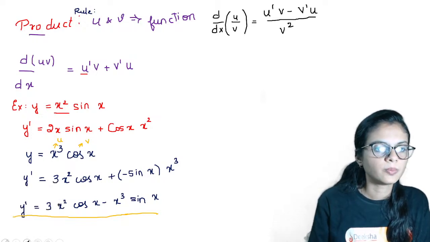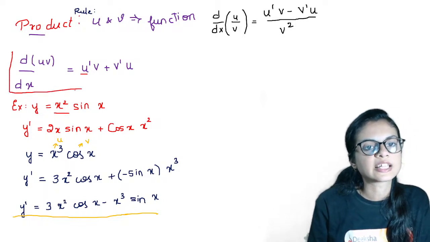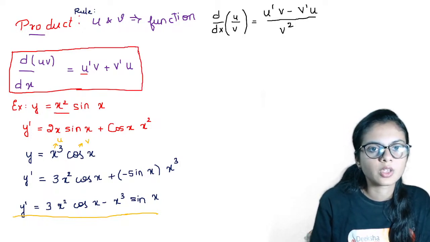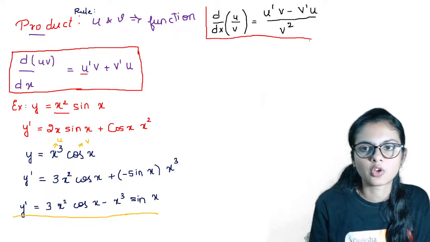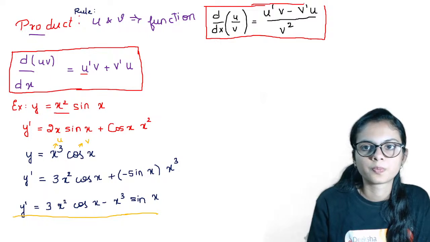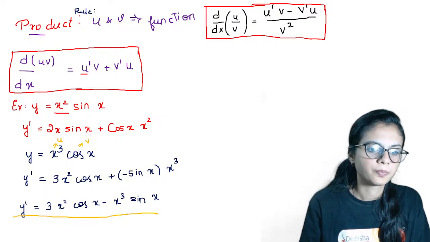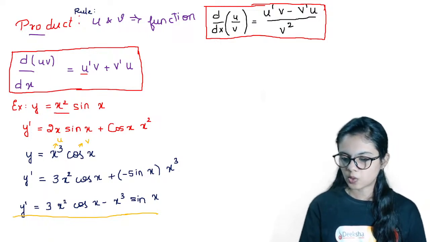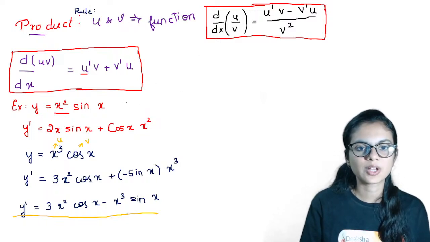It will be useful. So if there is a product function d by dx of u into v, use this formula. If it is u by v, okay, u by v in the form of a fraction, you just use this formula, in the format of division. Go with this formula. Okay, both the formulas are important. Fine. So let's solve a question on this. Let's consider the same question.